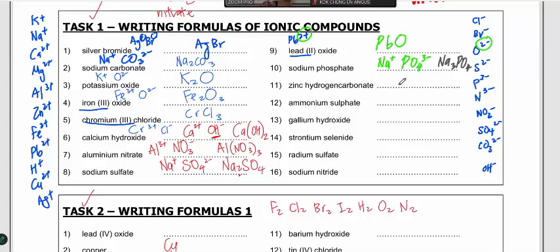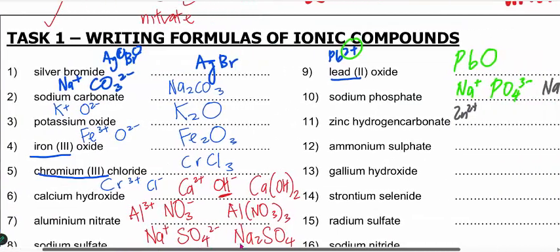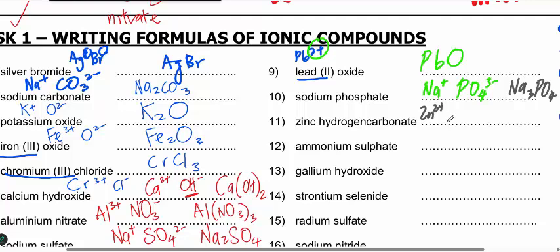Zinc hydrogen carbonate. Zinc is Zn2 plus. Hydrogen carbonate is HCO3 1 negative. So it is Zn bracket HCO3 bracket 2.